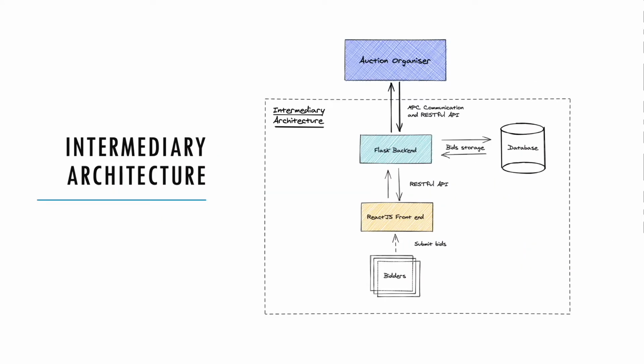For each of the intermediary, we have the front end, where the bidders are able to interact with, and the back end that is connected through RESTful API with the front end. The back end will store and process the bids in the database and communicate via MPC with the auction organizer when needed. The decoupling of the front end and the back end allows developers to easily integrate their stack of choice when needed. When needed, it can also be scaled separately to ensure better resource utilization.